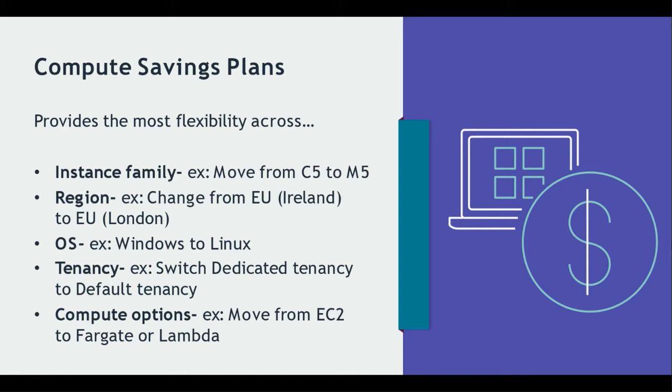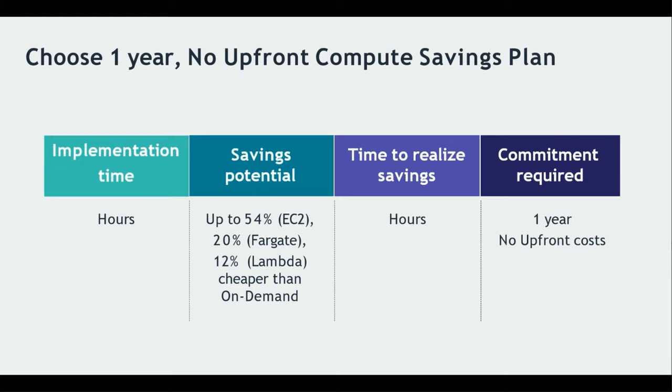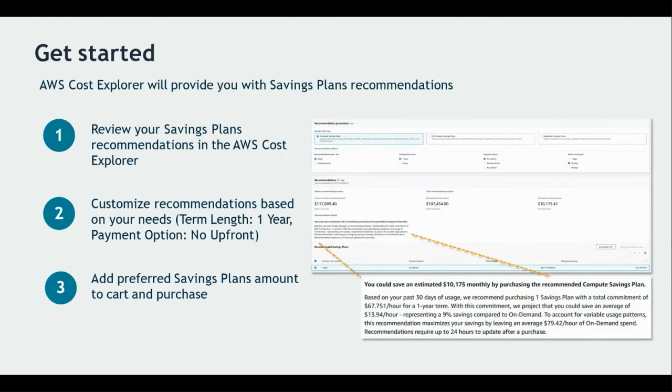You can move from C5 instance to M5. You can also change your region from Ireland to London. You can also move from Windows to Linux. So these are some recommendations through which you can achieve the best cost optimization on your AWS account. Through this you can save up to 54% on EC2 and 10 to 12% on other services. AWS Cost Explorer will help you understand the savings plans recommendations, and it will recommend the best savings plan based on your requirement, right? You can follow the steps mentioned on the screen.